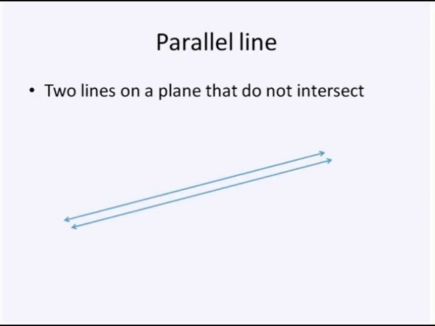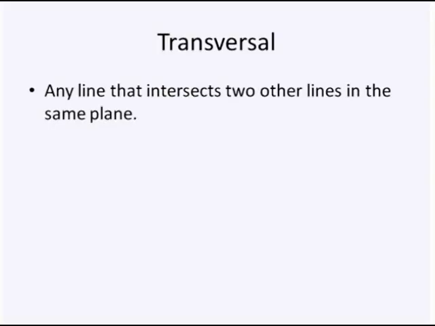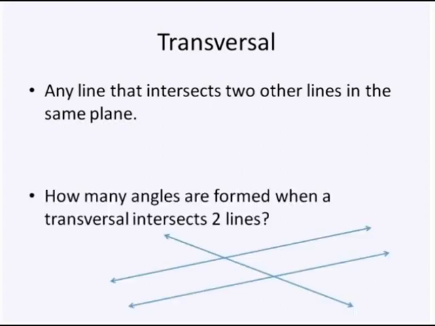Later, we will see that there are lines that do not meet but are not parallel because they are not on the same plane. Like these two lines, they will never meet but are not parallel. They have a name. A transversal is any line that intersects two lines on the same plane. We will look at a transversal that intersects parallel lines and see the features of the angles formed.